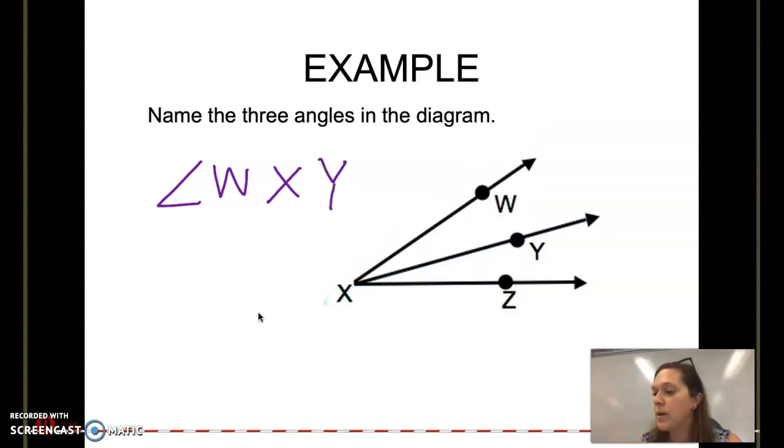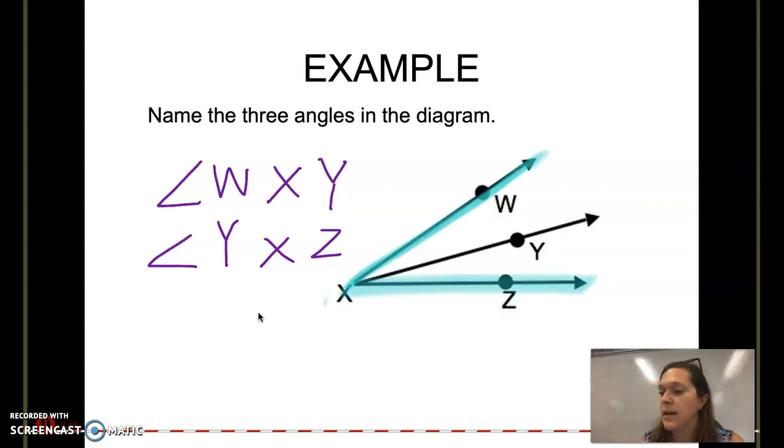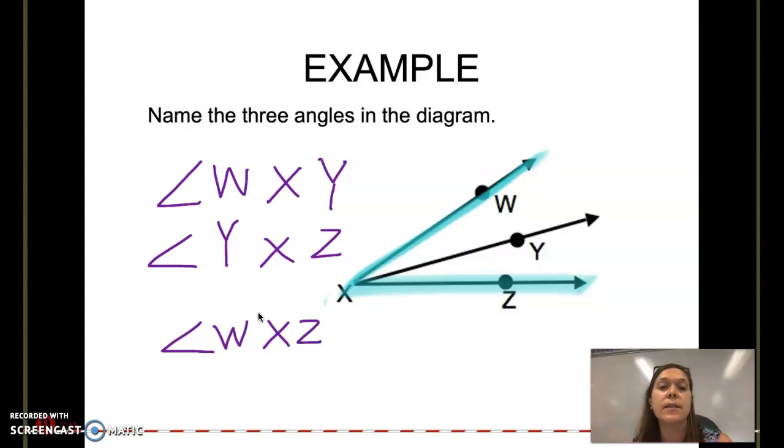Now let's do the bottom one. So this angle down here still has X as the vertex. I'm going to keep X in the middle, but now my top point on that top ray is Y, and then the ray on the bottom goes through point Z, so I would have angle YXZ. Now let's do the whole big one, which is this angle right here. Again, my vertex is X, so I'm going to put that in the middle. My top ray goes through W, my bottom ray goes through Z. So there would be the three different angles in this diagram, and that would be the way that we would name them.